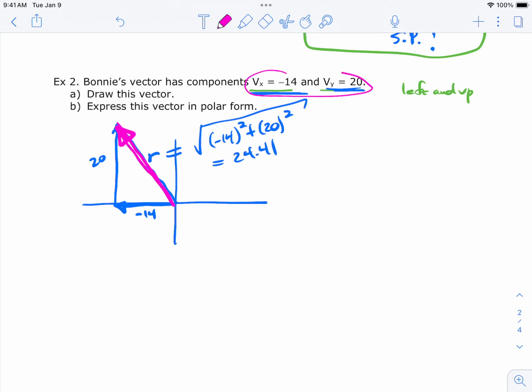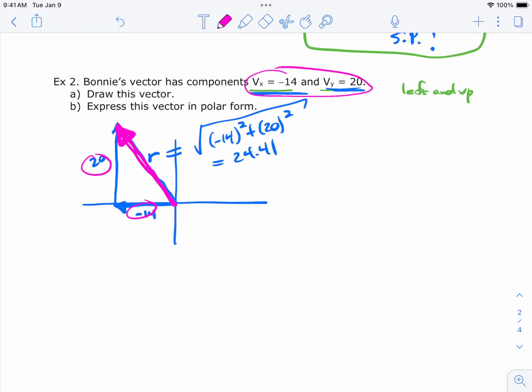So these two components build this fuchsia vector here. So the negative 14, 20 is the rectangular form, but the real arrow that's going on is that fuchsia one. And that's why I like polar form. It gives you a truer idea of what the vector really is. It's got a length of 24.41.